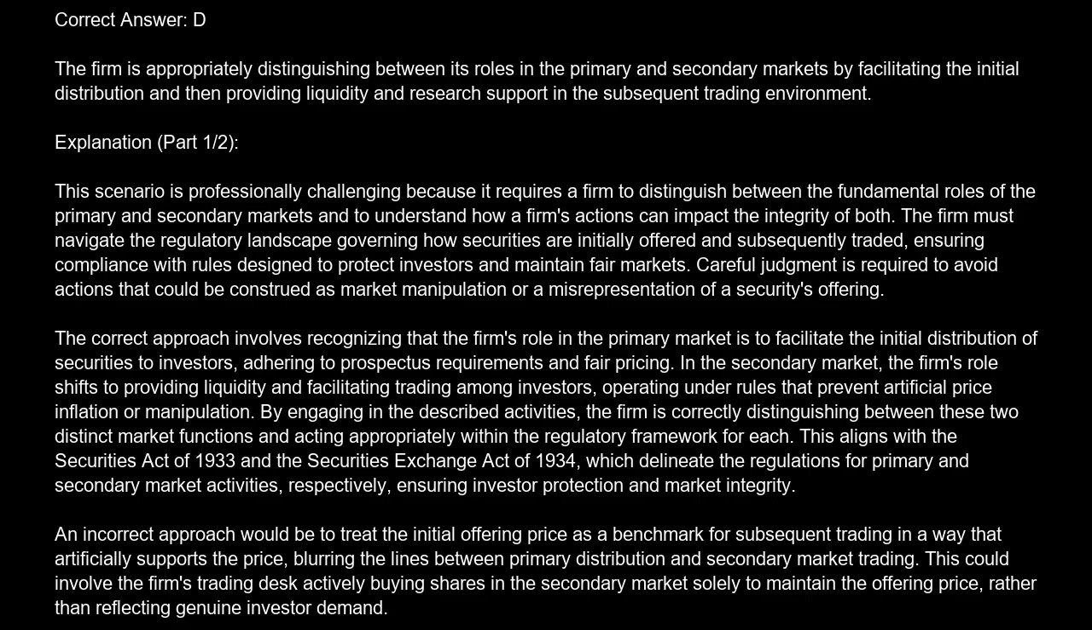Correct answer is D. The firm is appropriately distinguishing between its roles in the primary and secondary markets by facilitating the initial distribution and then providing liquidity and research support in the subsequent trading environment. Explanation. This scenario is professionally challenging because it requires a firm to distinguish between the fundamental roles of the primary and secondary markets and to understand how a firm's actions can impact the integrity of both.